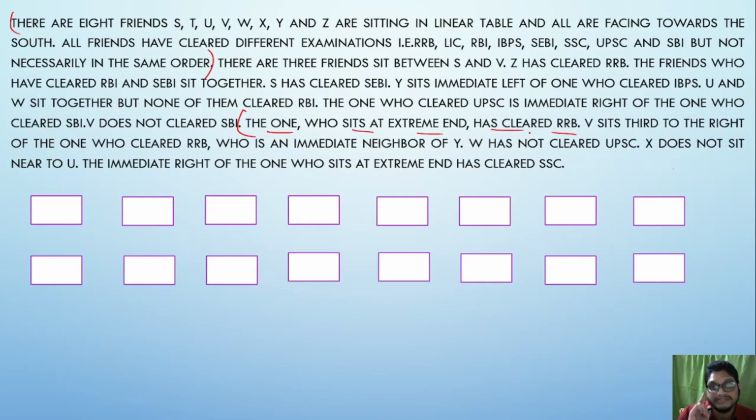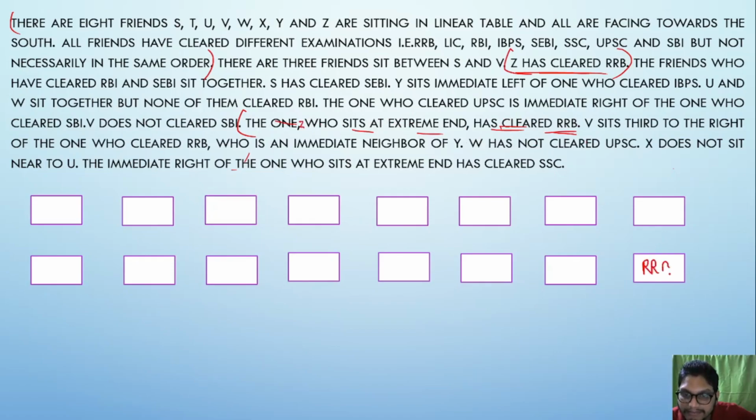It is talking about the person who has cleared RRB. I have seen RRB somewhere here. Z has cleared RRB, right? So who is the person? The one is Z, right? So it is talking about Z. Z, who sits at an extreme end, has cleared what? RRB examination, right? So this is Z. Z, who sits at an extreme end, has cleared RRB.